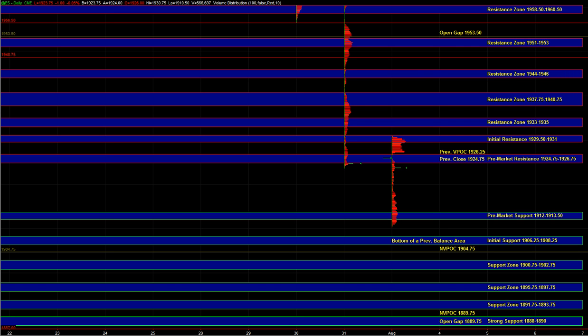But heading into the open, there are still several econ reports that are scheduled. We have PMI manufacturing index out at 8:45 a.m. Central, consumer sentiment 8:55 a.m. Central, ISM manufacturing index at 9 a.m., construction spending at 9 a.m. So we still have several econ reports in the first half hour, which can just add to the already decent volatility that we're seeing in the market.